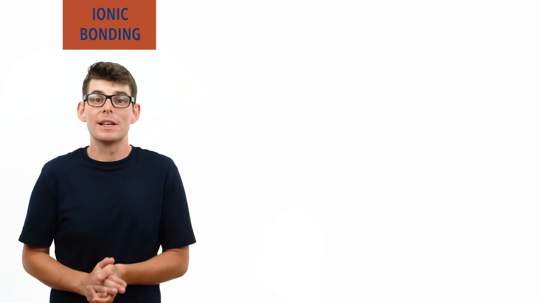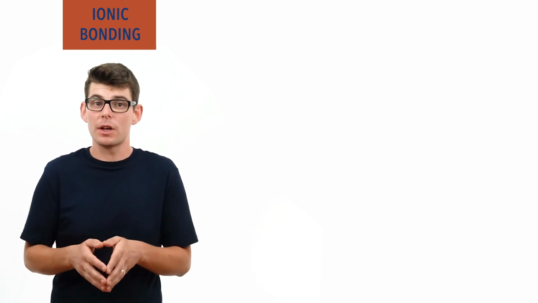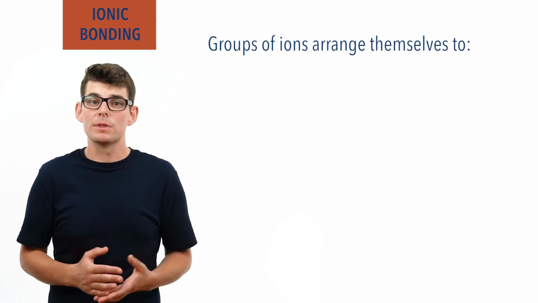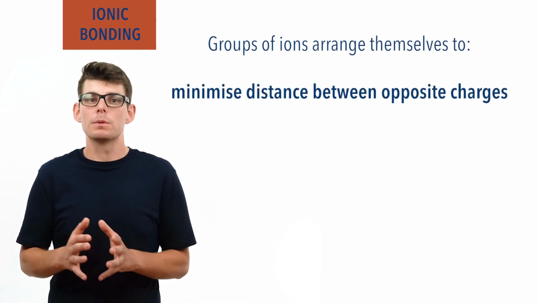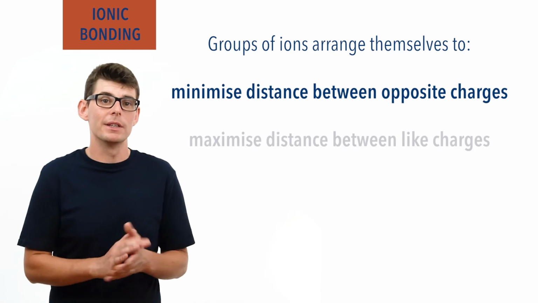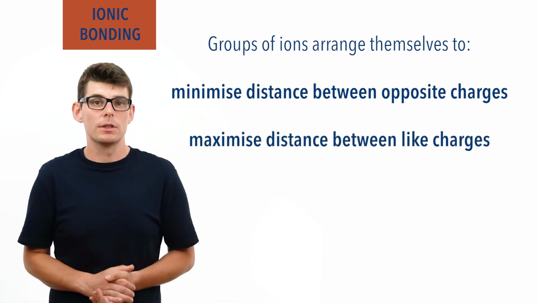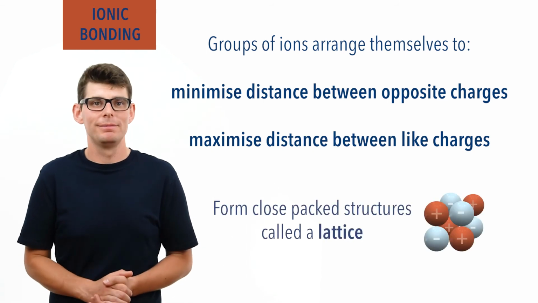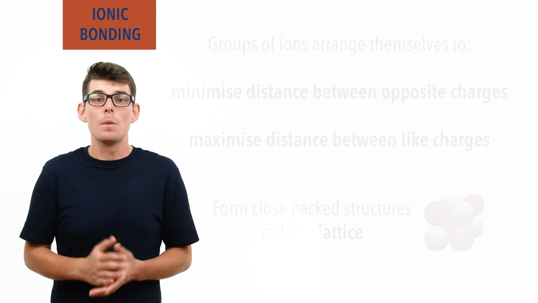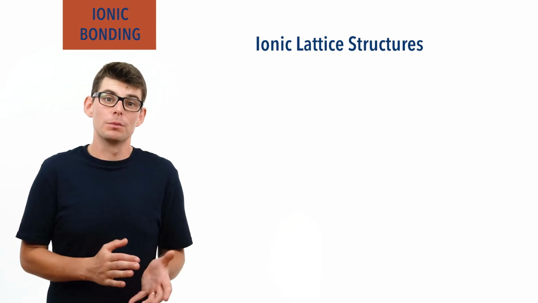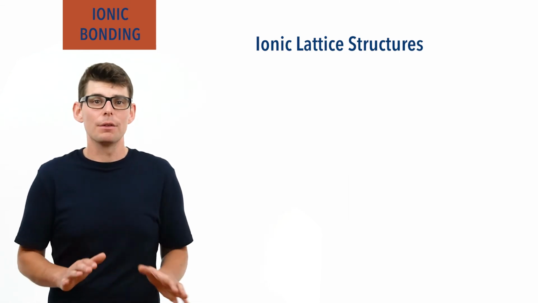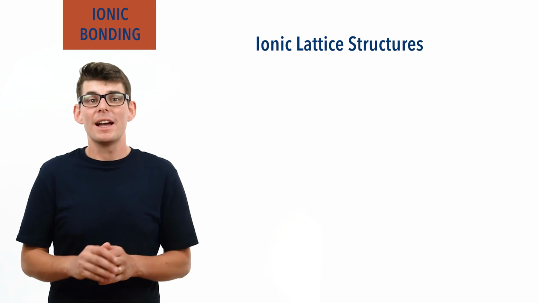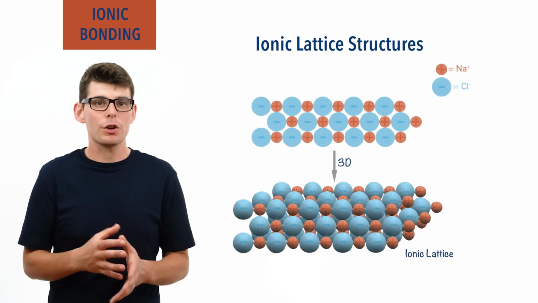All of this means that unless given enough energy to overcome the attraction, a group of oppositely charged ions will arrange themselves to minimize the distance between opposite charges and maximize the distance between like charges. This creates a close-packed structure called a lattice. For example, with sodium and chloride ions at room temperature, there is nowhere near enough energy available to simply overcome the attraction between the ions, and they will form a tightly packed structure.